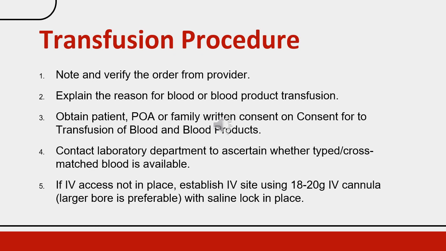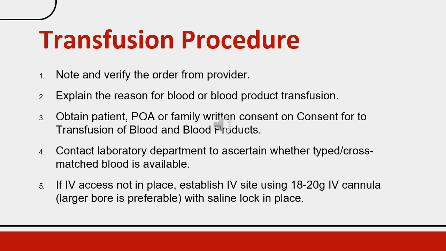The transfusion procedure. The first thing is that we will note and verify the order from the provider. We will explain the reason for blood or blood product transfusion to the patient and obtain proper informed and written consent from the patient, their durable power of attorney, or their family. We'll contact the laboratory department to ascertain whether the type and cross-match blood is available. The appropriate screens will be obtained by the lab and the blood will be prepared.